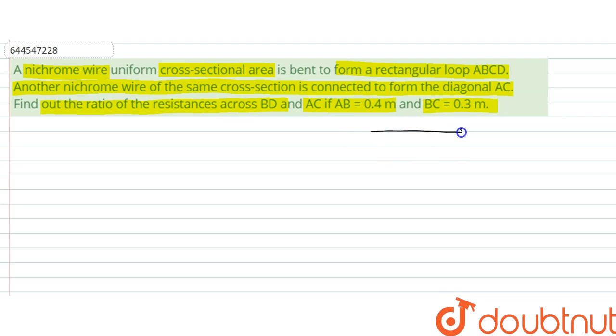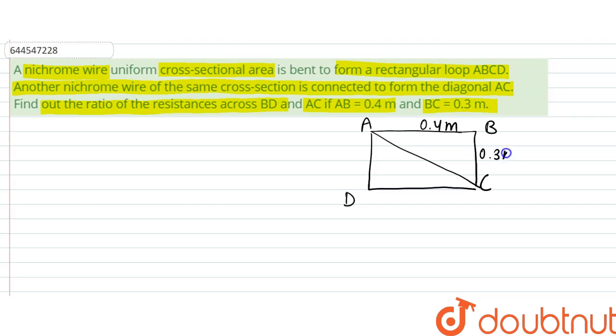So what we have is this rectangle and this is a diagonal. So A, B, C, D. This is 0.4 meter and this is 0.3 meter, and this is 0.5 meter obviously, right? According to Pythagoras theorem, this is 0.5 meter. So it is bent in the form of a rectangular loop ABCD. Another nichrome wire of the same cross section is connected here, right?